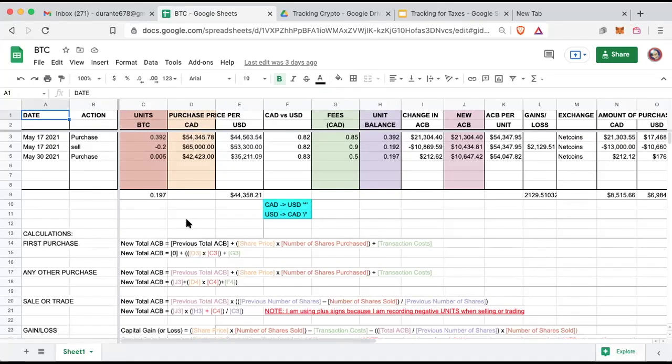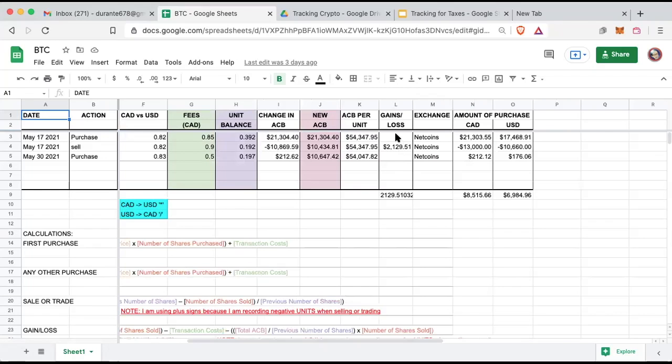So just to let you know what we have here, we have a column for the date, the action, the units that we purchase, the price in Canadian dollars. I also record things in US dollars. And since I do US dollars, I have the US Canadian exchange rate, any fees that we paid to make the transaction. And this is where our calculations will take place.